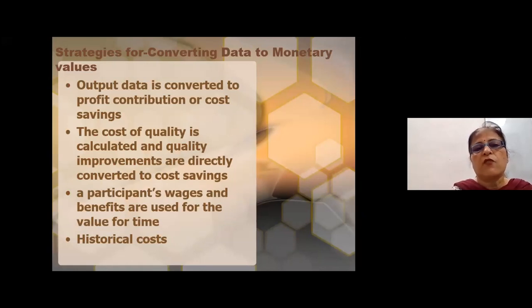So, strategies for converting data to monetary values: there are some strategies that are said. Output data is converted to profit, contribution, or cost savings. The cost of quality is calculated, and quality improvements are directly converted to cost savings. A participant's wages and benefits are used for the value of time. Then there are some historical costs also. Let us have a look at them.